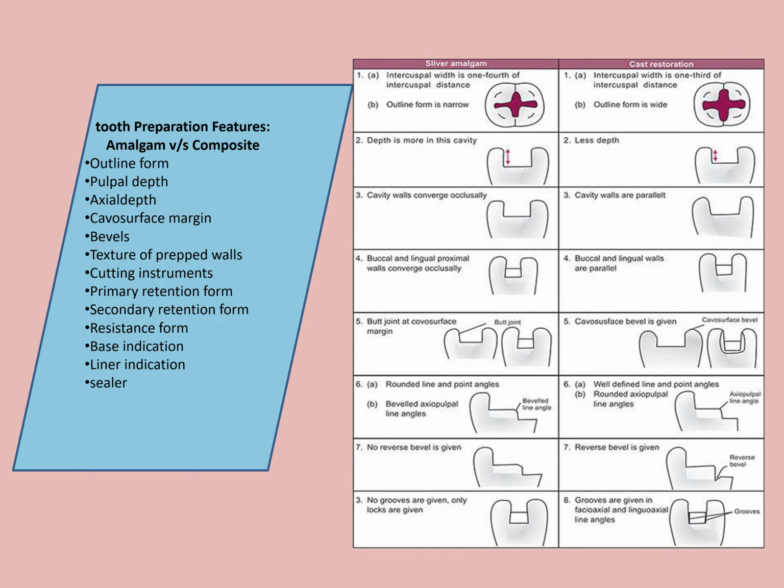While in case of casting, you can see they are sharp. Only the axiopulpal line angle is being rounded. Reverse bevel is given in the case of casting. And grooves are given in the facio-axial and linguo-incisal line angle. While in this case, we can only give the locks for the proximal class 2 preparation restoration.